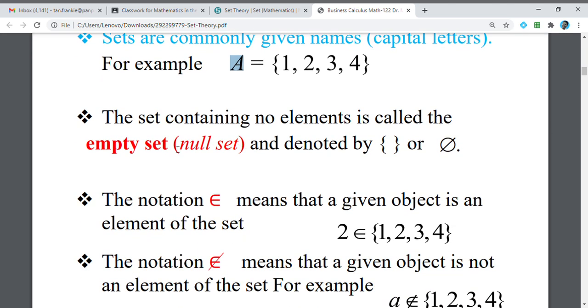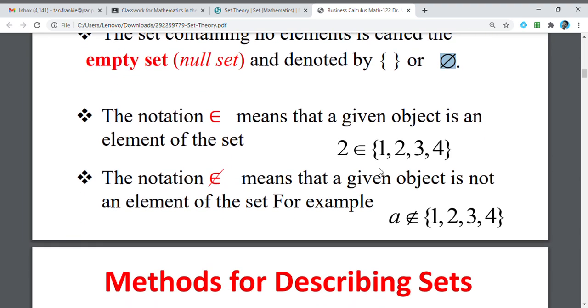A set is known to be an empty set or a null set if a particular set has no element, or it has no, let's say, prescribed elements. So this is usually the symbol of an empty set or a null set. Okay, so we have this bracket and we have this null set. These two are used to denote that a particular set is an empty set.